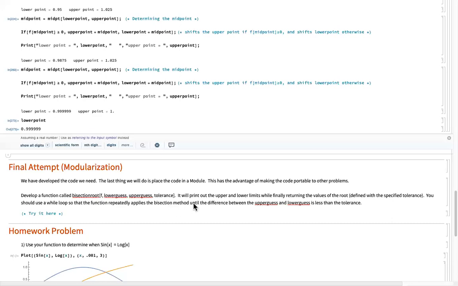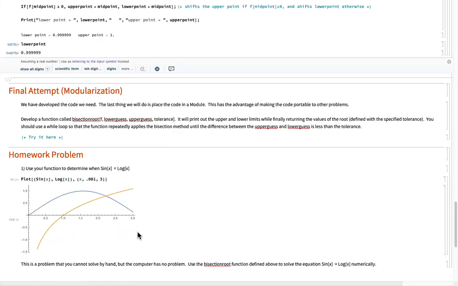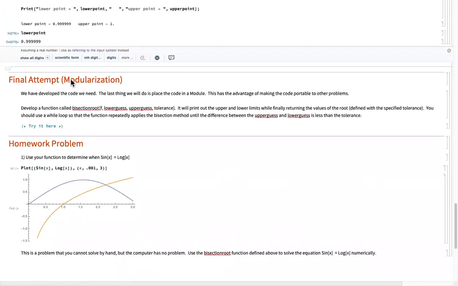And then what you want to return is the midpoint of the upper and lower guess. Right? So you run this loop until you know that the upper and lower bounds are tighter than tolerance, and you basically just take the midpoint of the two, and that'll be the answer. Okay, so that's what I want you to do, and then the homework problem is to first write the program here. It should be pretty easy.